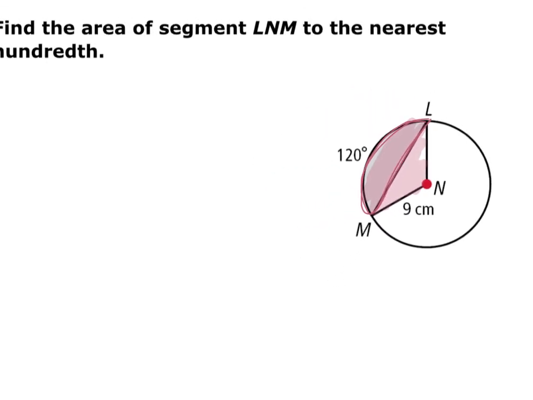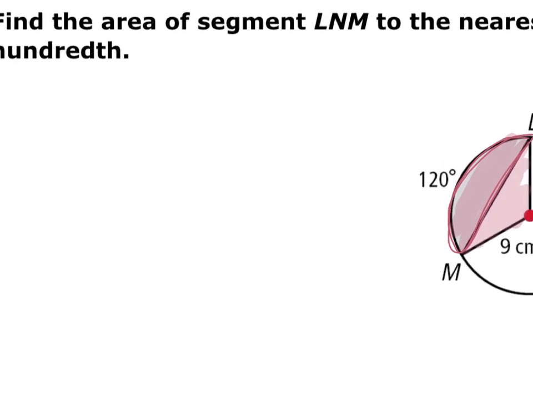So our area of the sector is going to be the area of the circle, which is pi r squared times the measure of the arc degrees divided by 360. So our radius is 9. That's the area of what? The circle? This is the area of the sector.